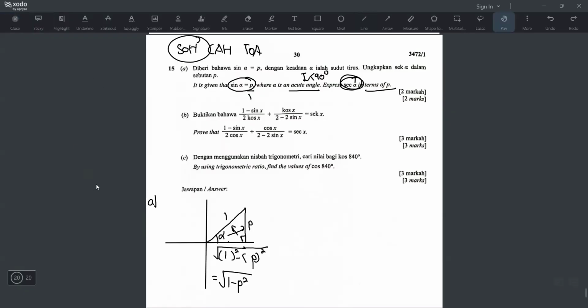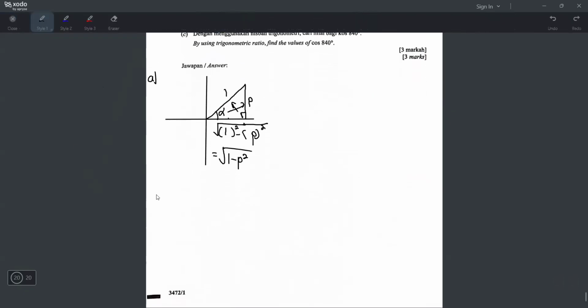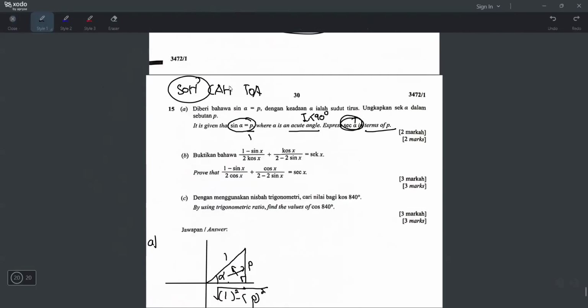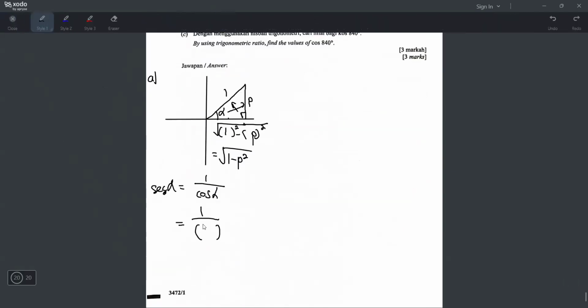So I will do my sec alpha down here. They say in terms of P, so your sec alpha will be, okay, we all know sec is 1 over cos. Okay, look at the third alphabet. If the third alphabet is C, then it's 1 over cos. But what about cosec? Cosec, the third alphabet is S. That's why it's 1 over sine. So this one, the third alphabet is C, so 1 over cos. Okay, what is cos alpha? Adjacent over hypotenuse. And do you remember your adjacent? You found it just now? Square root of 1 minus P squared. That's the adjacent. And then over hypotenuse, and the hypotenuse is 1.